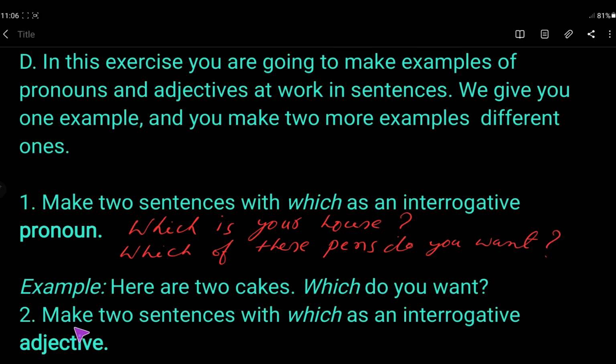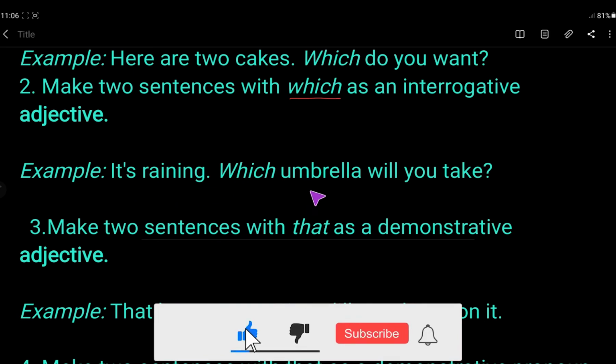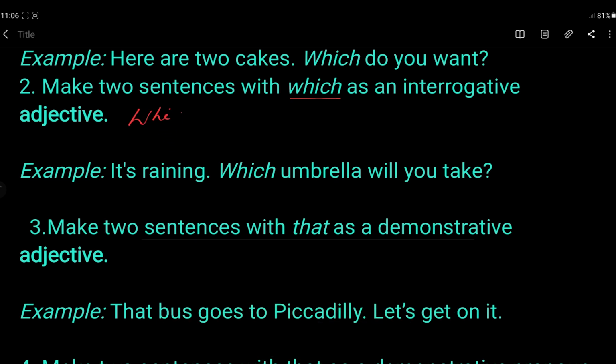Number 2: it is written, make two sentences with "which" as an interrogative adjective. Here "which" is used as an interrogative pronoun. Now we will use this "which" as an interrogative adjective. One example is given: "It's raining, which umbrella will you take?" We can write, "Which book do you like most?"